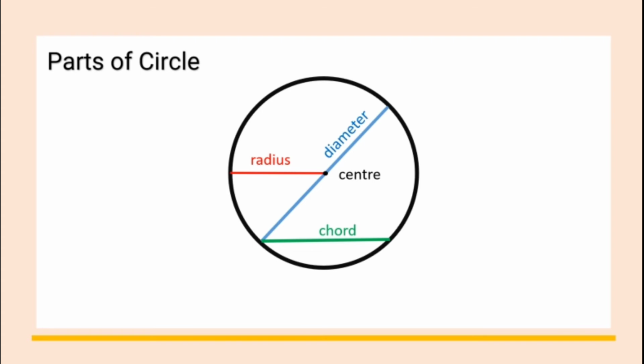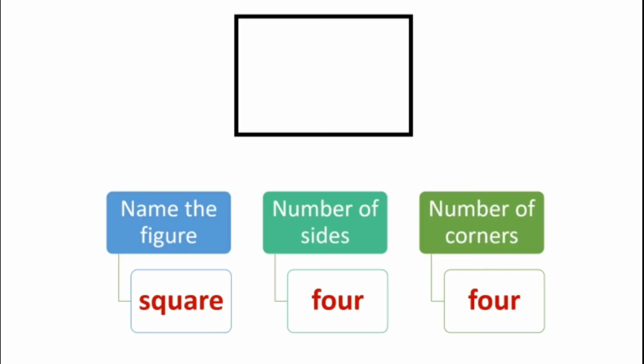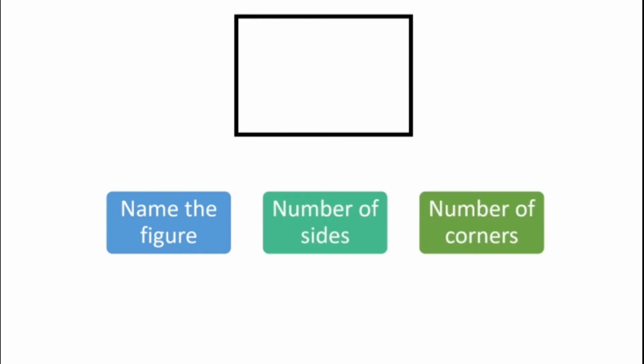Let us go ahead for some more shapes. Now this is one shape you can see on the screen. The first task is to name the figure. Now you name the figure. What is the name of the figure? And we are also going to see the number of sides of this figure and the number of corners.